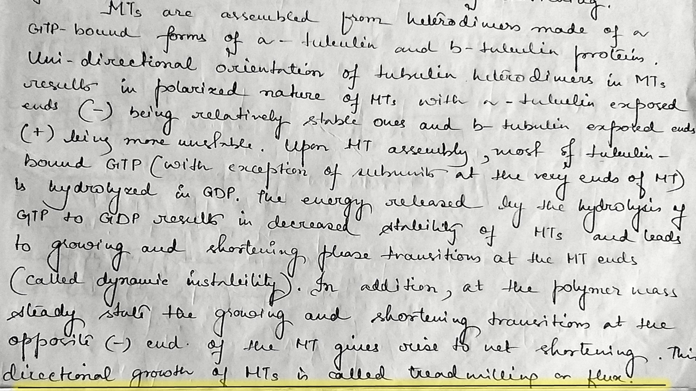Now let's read this carefully. MTs are assembled from heterodimers of GTP bound forms of alpha tubulin and beta tubulin proteins. Unidirectional orientation of tubulin heterodimers in MTs results in polarized nature of MT. Obviously, polarized nature comes from the two different polarities that are there in the filament. One is the plus end, the other is the minus end. Rather, one is the growing end, the other is the disassembly end.